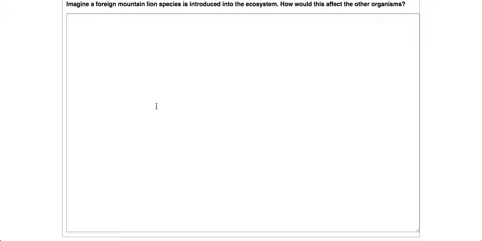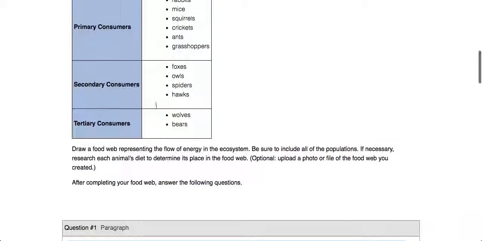Imagine if you introduced a foreign species. How would this affect the other organisms? Think about this from a competition perspective. So that's what you're going to be thinking of for this. You can write these answers here, or you can attach them as a Word document. I'm comfortable with either one.